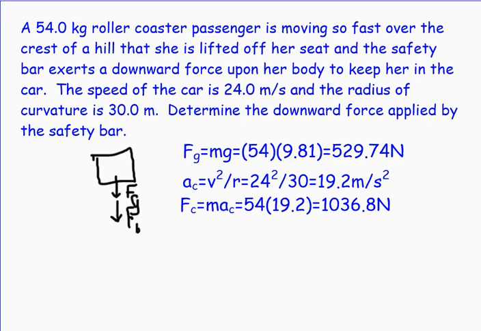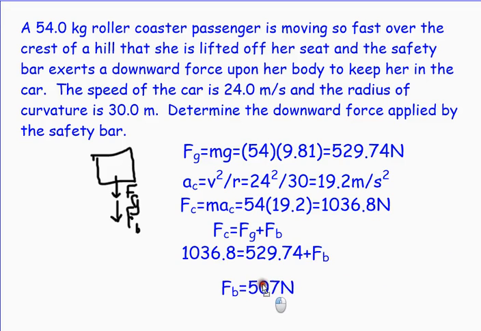Plugging that into the centripetal force, Fc equals mac. Take that number and multiply it by 54. I get that the centripetal force overall is 1036.8. But that centripetal force is caused by gravity and the force due to the bar. So if I plug in the Fc that I found and the Fg that I found, I can solve for Fb, and I get a final answer of 507 newtons.